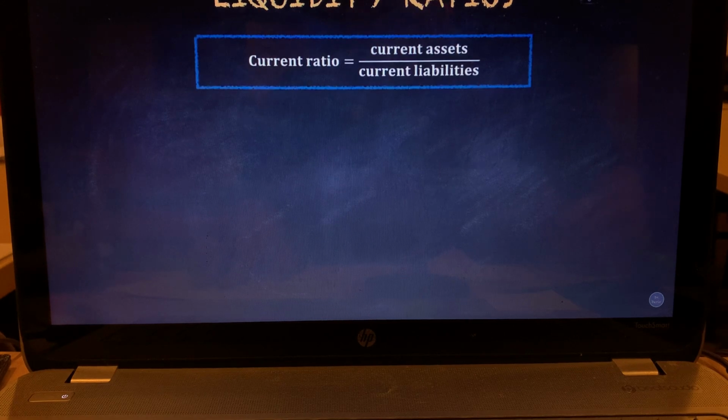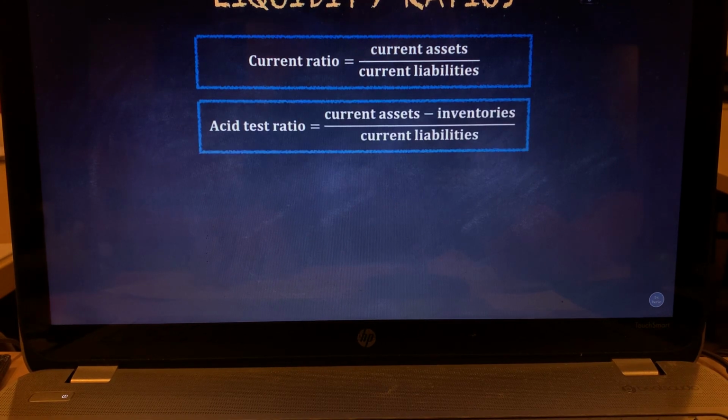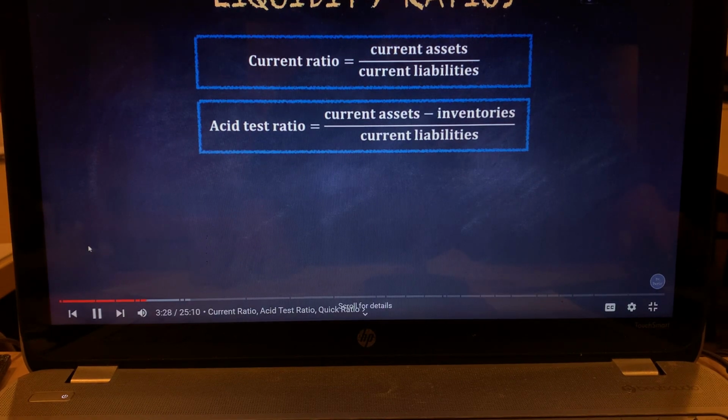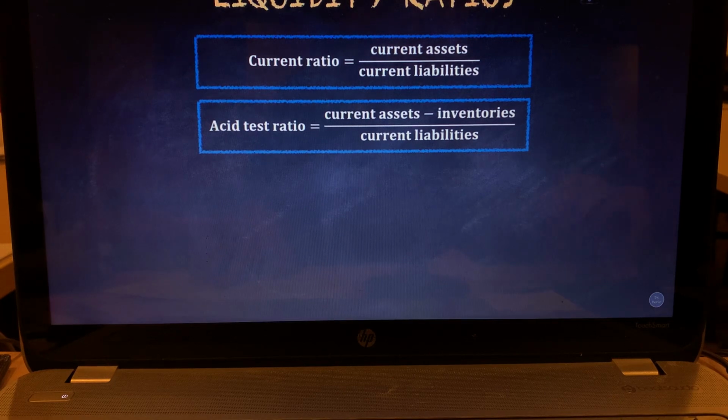Now, look at the first category, liquidity ratio. It is used to determine a debtor's ability to pay off current debt obligations without raising external capital. To calculate current ratio, we take current assets over current liabilities. Another similar formula is acid test ratio, in which inventories are removed from the formula. So, acid test ratio equals current assets minus inventories over current liabilities.